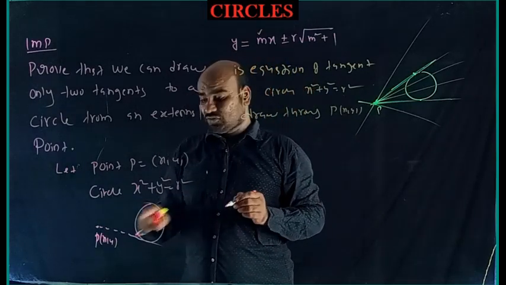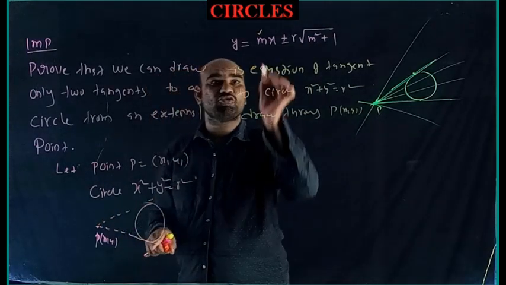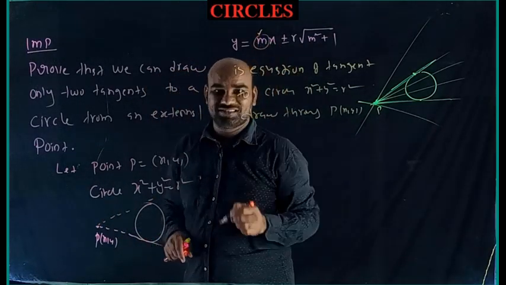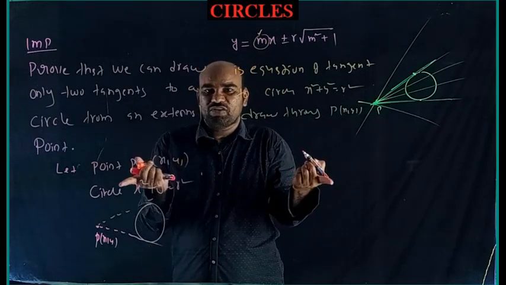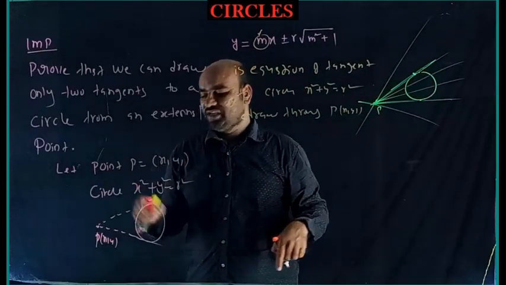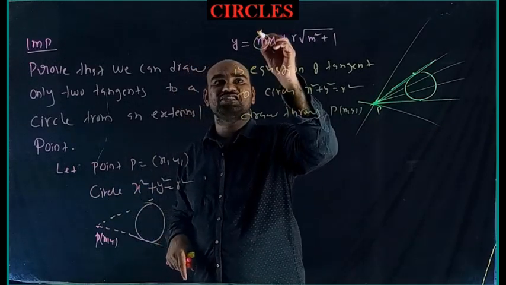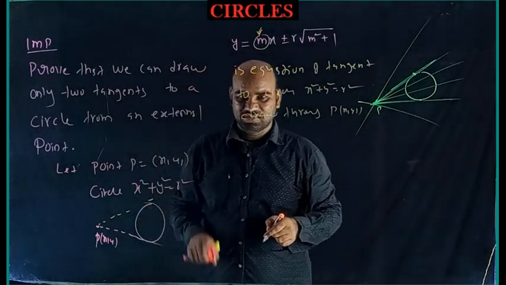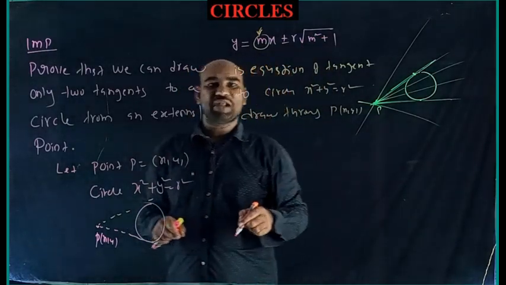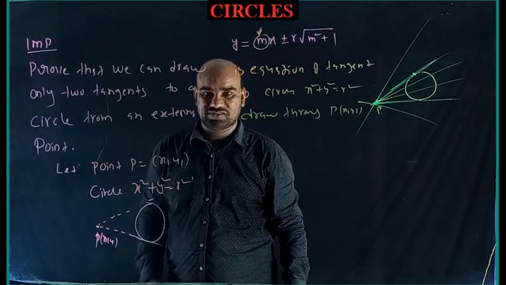Actually, through this point you want to draw two tangents. It is enough to show that there exist two m's. If two lines have different slopes, the two represent different lines. Here you want to show that through P you can draw two tangents, which means it is enough to show that there exist two different m's for this equation. So our plan is to prove that this equation will have two different m values.